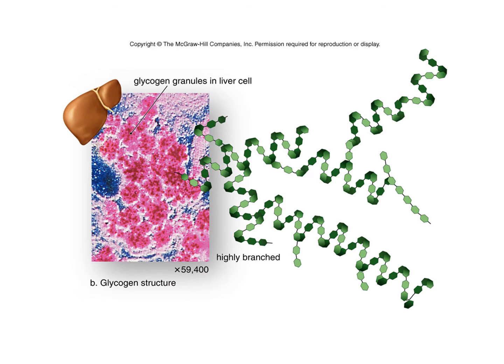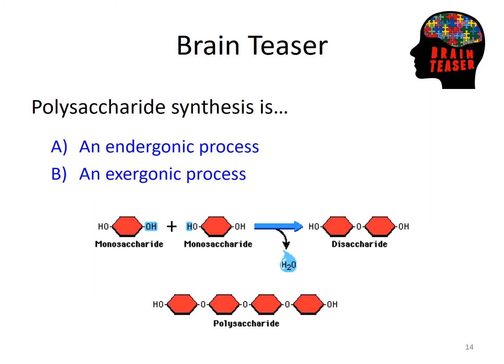Well, the major sites of glycogen storage are our liver and the skeletal muscles. So here, for example, you can see that glycogen is stored within granules in the liver cell and they are stained in pink. So here is another brain teaser from the previous lecture.